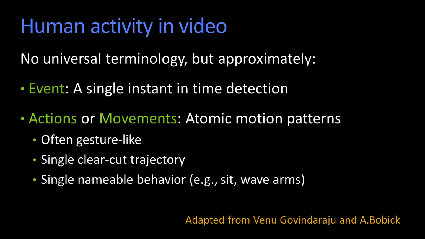typically we refer to that as an event. A little bit higher up is this basic idea of movements, sometimes referred to as actions. These are what I'm going to describe as atomic movement patterns. So sitting down or waving or something like that could be thought of as gesture-like. You could describe it as a trajectory in some feature space, whether it's the feature space of the joints of the body or some appearance. The idea is that it's a single thing.